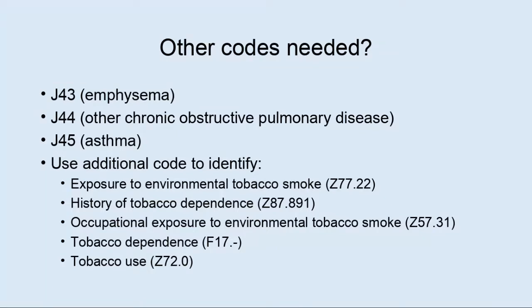So, other codes. Through all of these, you may need some other codes. Use additional code notes under categories J43, J44, and J45. Same note. It says use additional code to identify exposure to environmental tobacco smoke, history of tobacco dependence, occupational exposure to environmental tobacco smoke, like a bartender, tobacco dependence, and tobacco use. You see kind of a pattern here. All of these are tobacco. How do you get COPD? Usually tobacco.